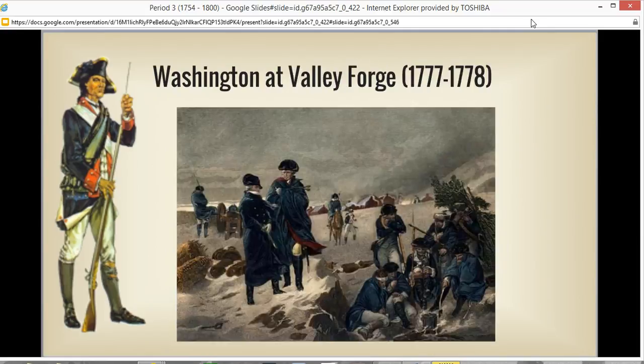Here's a painting from Valley Forge, and you can see the frigid weather. You can see that the men are kind of in low spirits, and that is George Washington standing with von Steuben. And remember, von Steuben, that is the man I told you about earlier, who was a Prussian military leader recruited by Benjamin Franklin.